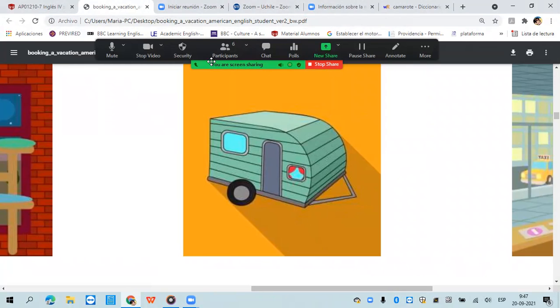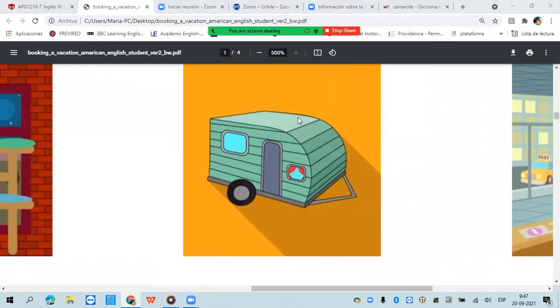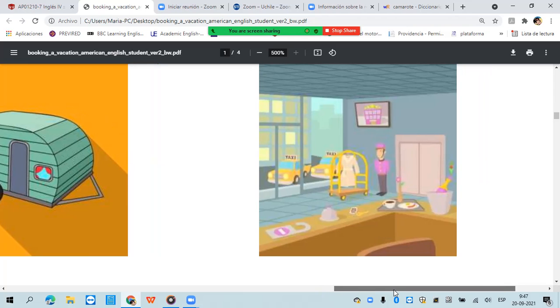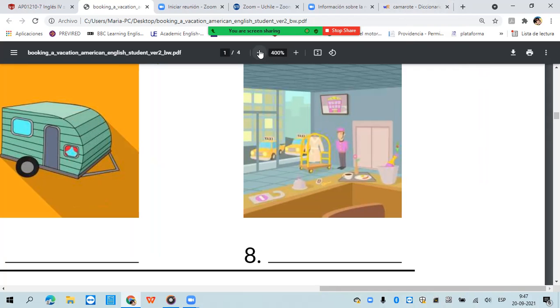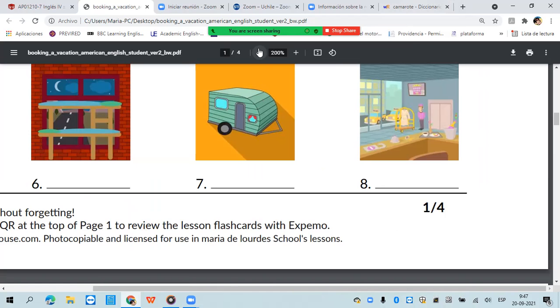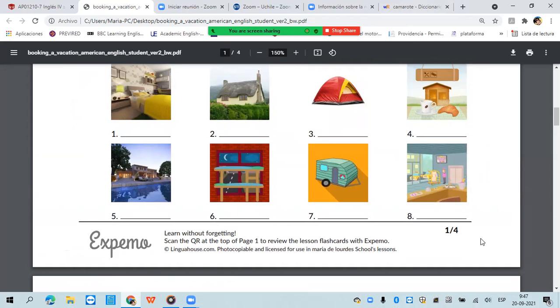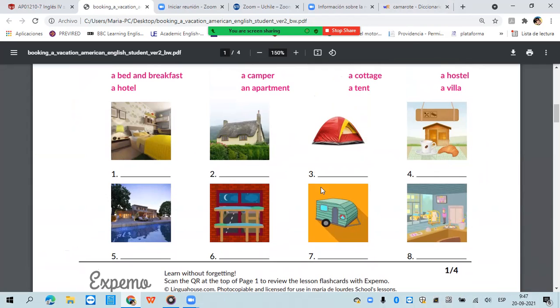What type of accommodation is this? A camper. Yes. Okay. This one? A hotel. Right. Here you have all the comfort that you can find in a hotel. Do you have any experience with any of these types of accommodation? Have you ever stayed in a tent, for example?